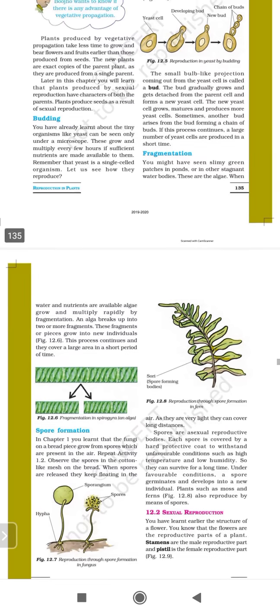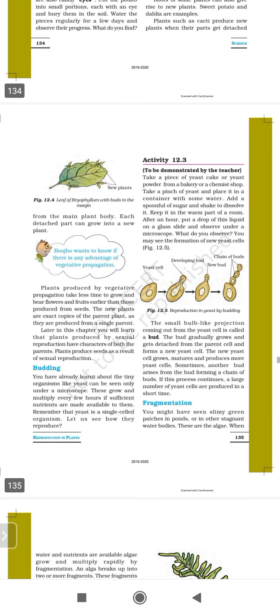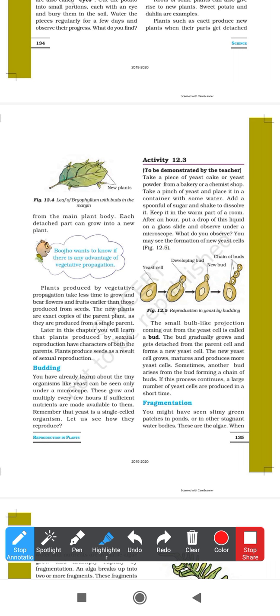Now the next part of asexual reproduction is budding. Now what do you mean by budding? See, if I tell you I have got one yeast, for example this one. Now after a few hours when you see, this type of structure will grow. It is called a bud. Now it will again grow, and after that when it is matured, it gets detached. It means it gets separated from the mother yeast, and after that a new plant will grow.